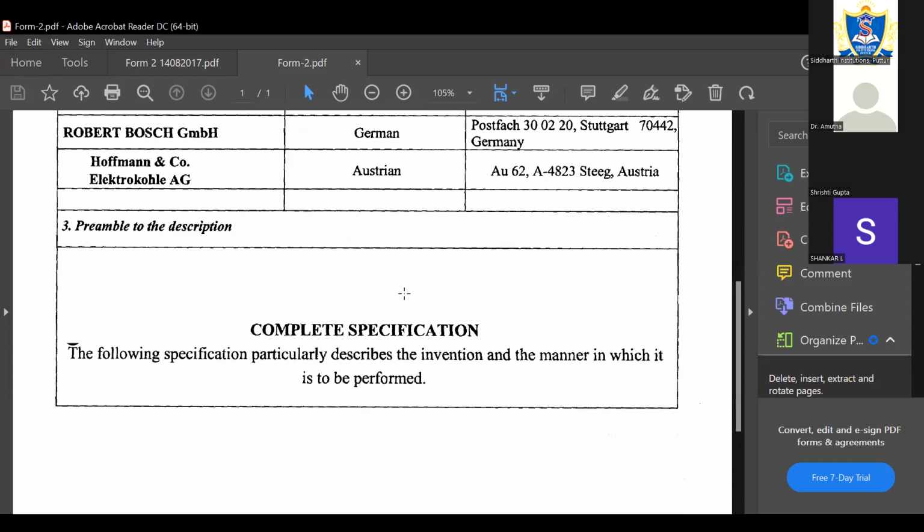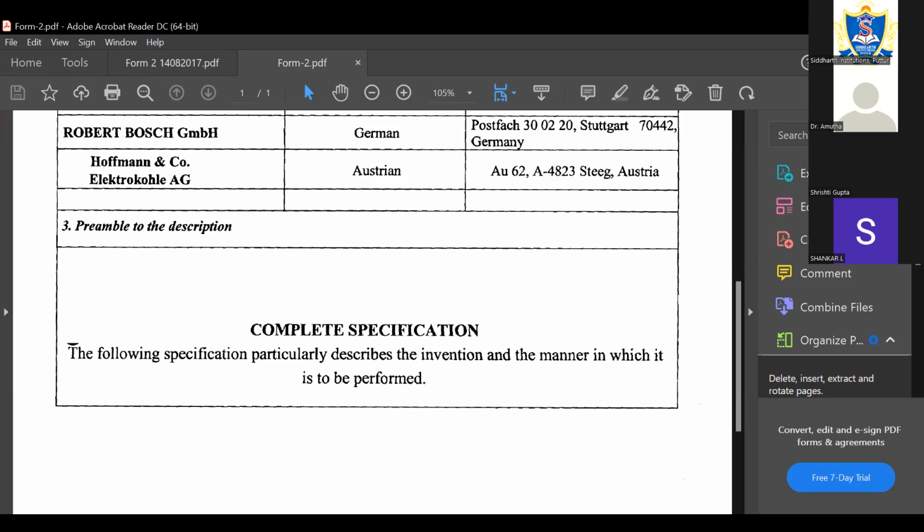So while submitting the form 2, you have to be careful. If you are submitting a provisional, the preamble is different, and while submitting the complete, the preamble is different. You can refer to these preambles in the Patent Act 1970 book, or they are available on websites also, so you can search online. This is known as the preamble, and you have to be careful, because sometimes they may reject your application based on this also.